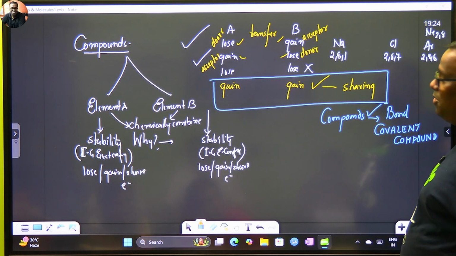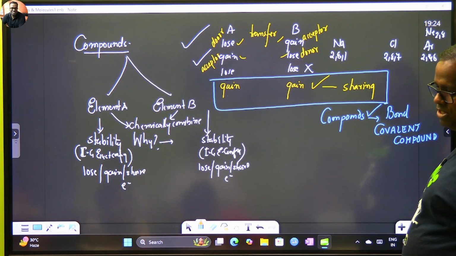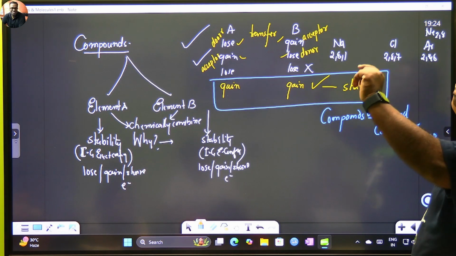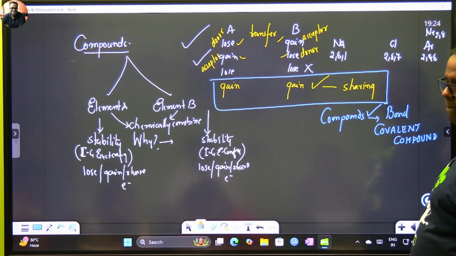Okay. So there will be covalent bond formation. We don't study covalent at grade 9 level, but at your level you've understood that covalent bonds are formed when two atoms share electrons between them, and as a result a molecule will be formed.